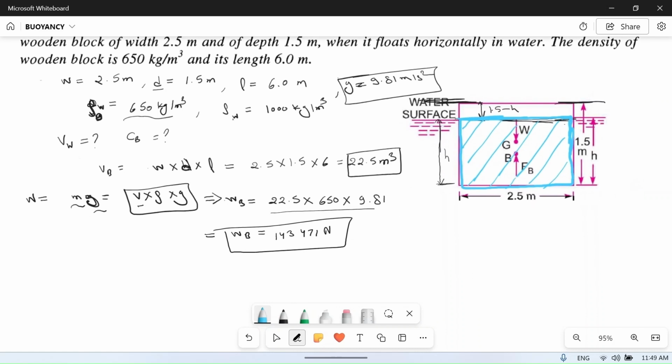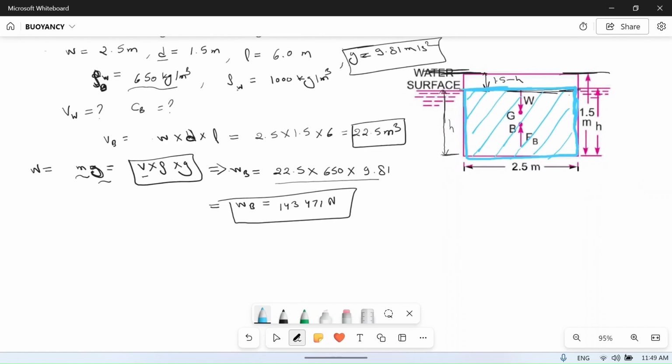So we will calculate the volume of this water. So what will be the volume of water which is displaced? Suppose block is submerged up to h height, we already marked h, then weight of water displaced up to h height is equal to weight of block. So what is the weight of block? Already calculated. What will be the weight of water?